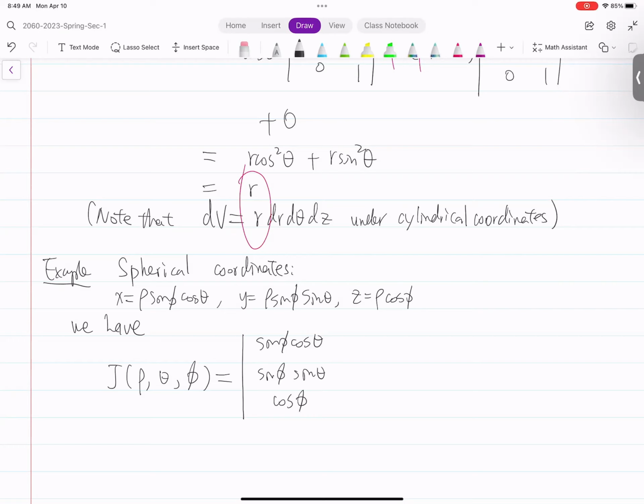And then if we're differentiating now, the second variable is theta, right? So it's going to be negative rho sine phi sine theta. And here it gives you rho sine phi cosine theta. And finally, z has no theta, so it's going to be a 0. And finally, for phi, it's going to be rho cosine phi cosine theta, rho cosine phi sine theta, and then we have negative rho sine phi.